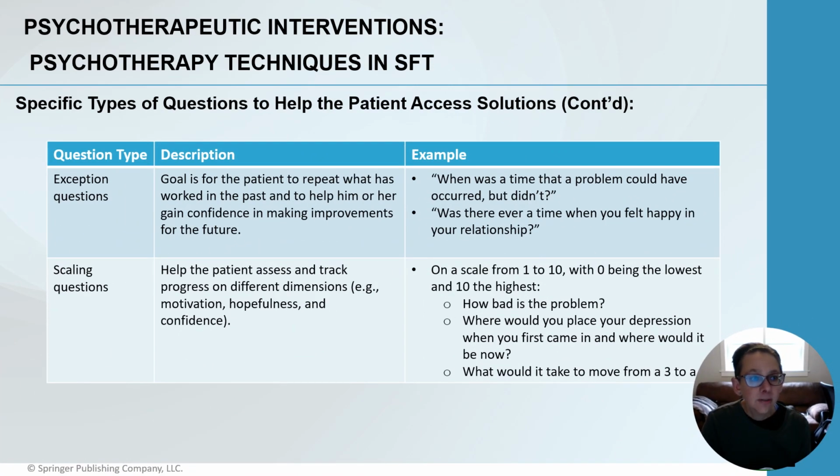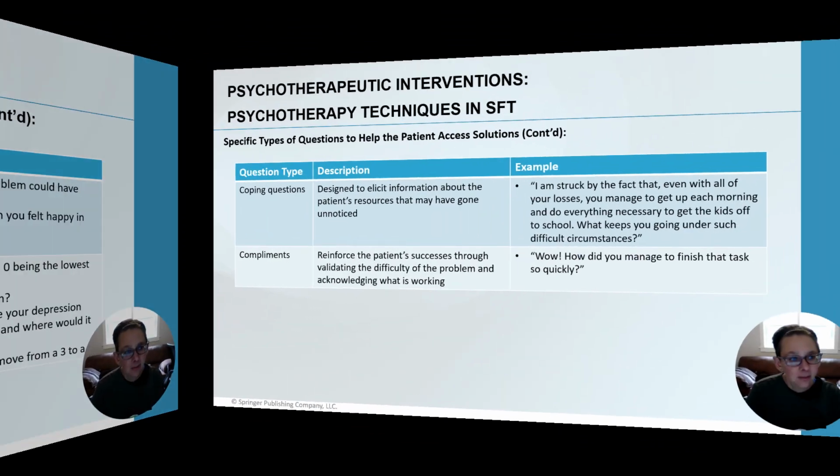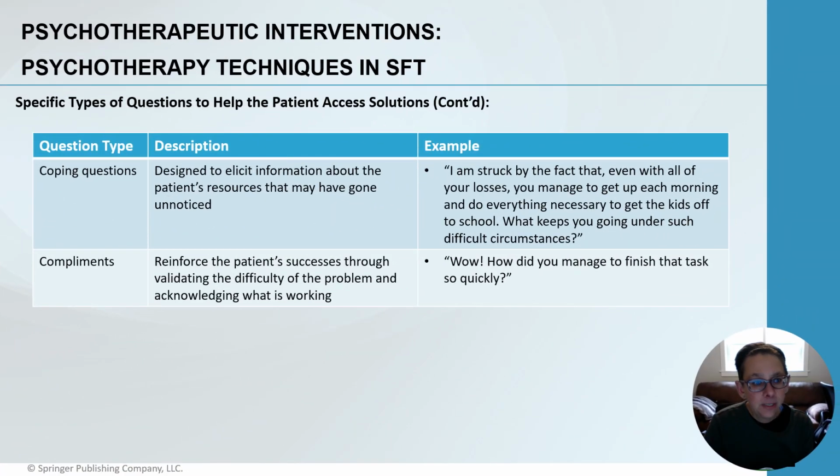And then some other questions that you can utilize in solution-focused therapy are exception questions. When was a time that a problem could have occurred but didn't? Was there ever a time when you felt happy in your relationship? And then scaling questions, rated on a scale of 1 to 10. I do that with depression and anxiety. I utilize a lot of scaling questions. And then we have coping questions, and then we have compliments.